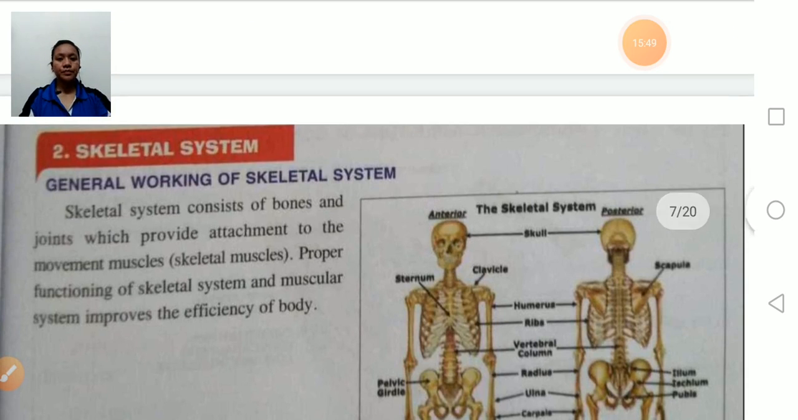Skeletal system. The skeletal system consists of bones and joints, which provide attachment for the movement of the body. The skeletal system is made of bones and joints. Proper functioning of the skeletal and muscular systems improves the efficiency of the body. If our muscular system and skeletal system perform properly, then the efficiency of the body will be improved.